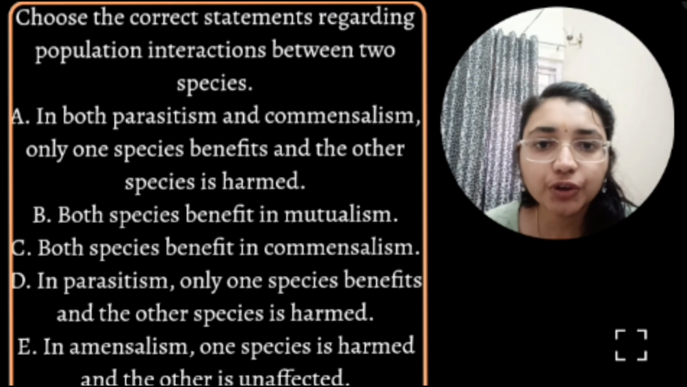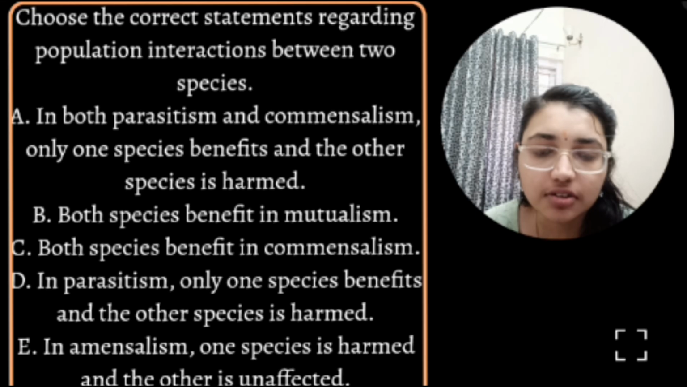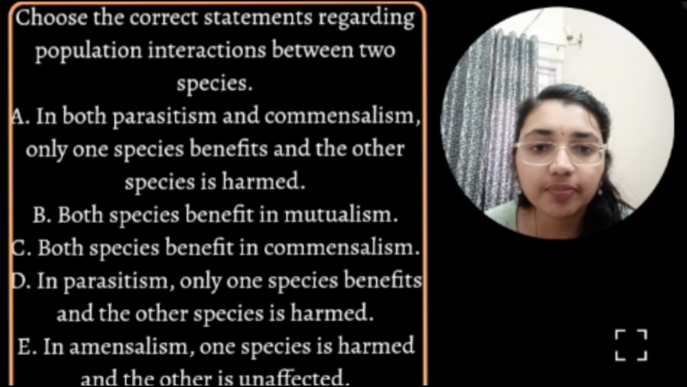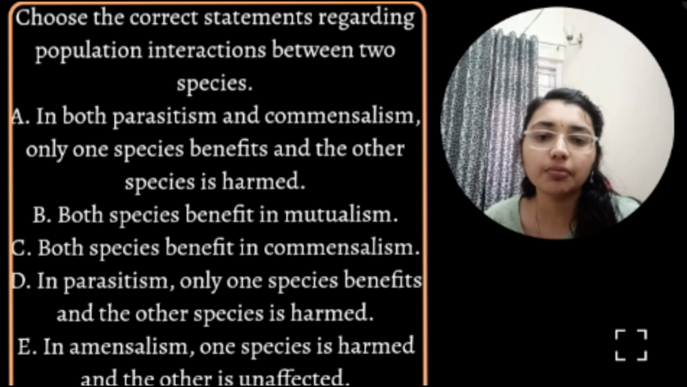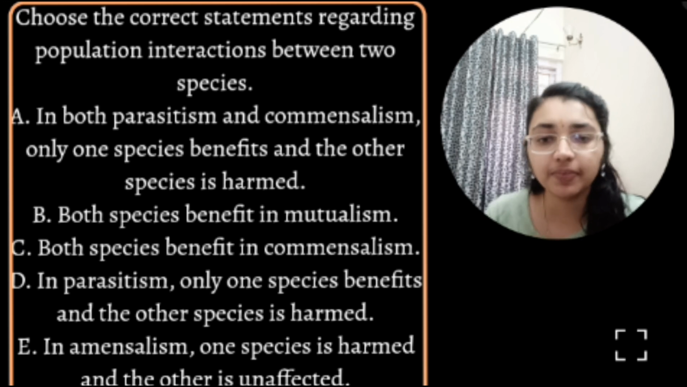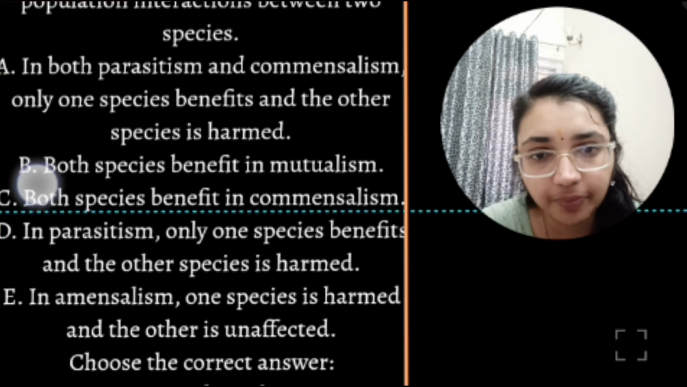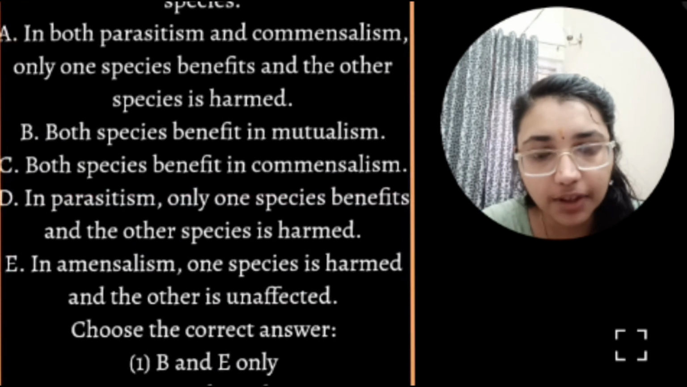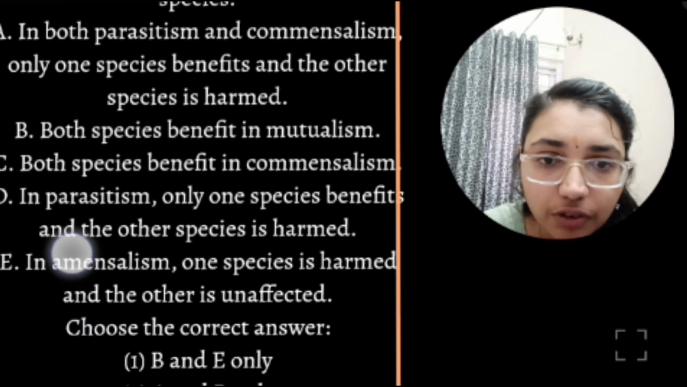So here we have to choose the correct statement regarding the population interaction between the two species. A: In both parasitism and commensalism, only one species benefit and other species harm. B option is both species benefit in mutualism. Option C is both benefit in commensalism. D: In parasitism, only one species benefit and other species is harm. And option E here is the commensalism, one species is harm and the other is unaffected. So we have to choose the correct option.